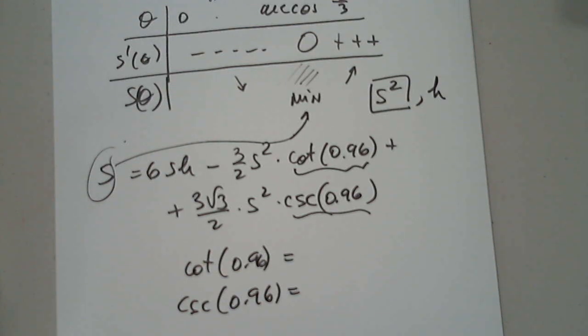So let me do this with a calculator. Okay, so we want cotangent, which is cosine of 0.96 divided by sine of 0.96, and that is 0.7, and the other one is just 1 over sine of 0.96. So this is 1.22. So this is what we have to plug in.